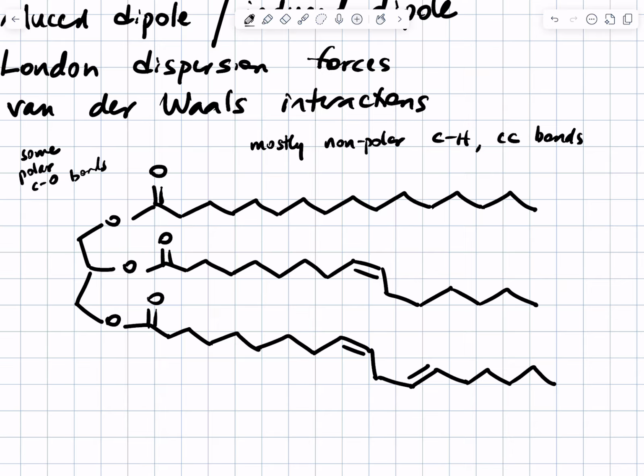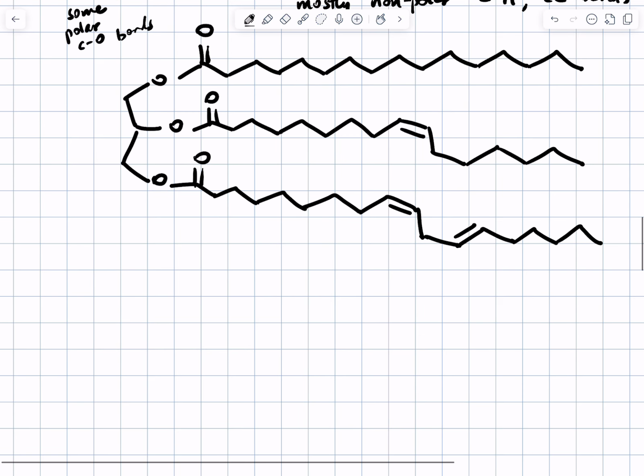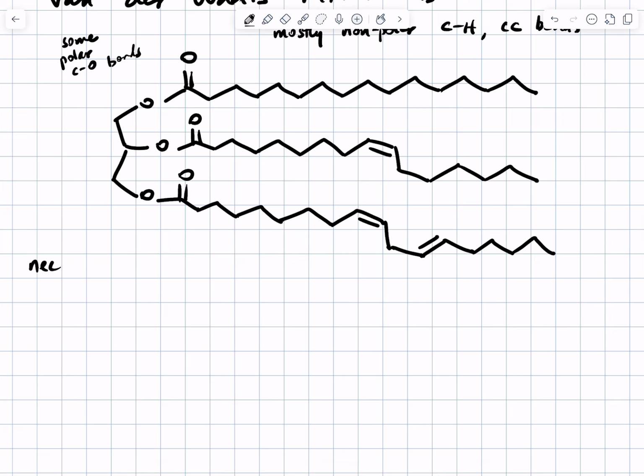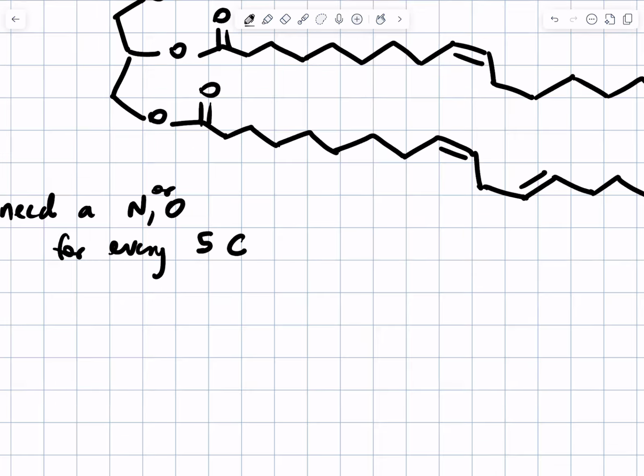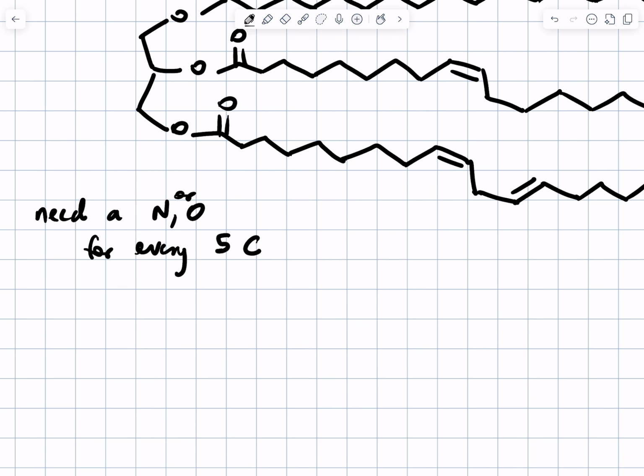And there really isn't a good one. You just have to sort of do the experiment and see. One of the biggest standards for is it polar or not is, does it dissolve in water? And one of the ways you can tell whether something dissolves in water is generally you need a nitrogen or an oxygen for every 5 carbons. And actually, sometimes it's not enough just to have oxygens. You need at least some OH or NH bonds to be soluble in water.